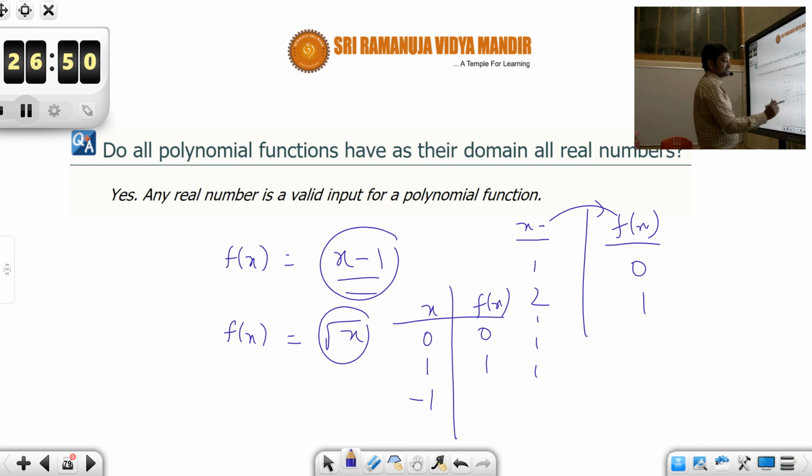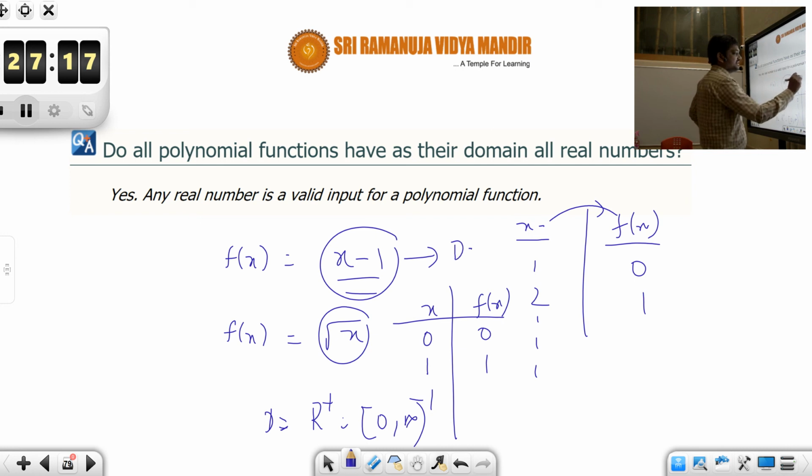Hence the set of all values for which this function is defined would be only the non-negative set of real numbers. So the domain for this function is going to be R plus, that is 0 to infinity. Whereas in the example x minus 1, this function is defined for all values of x. So here the domain is R.